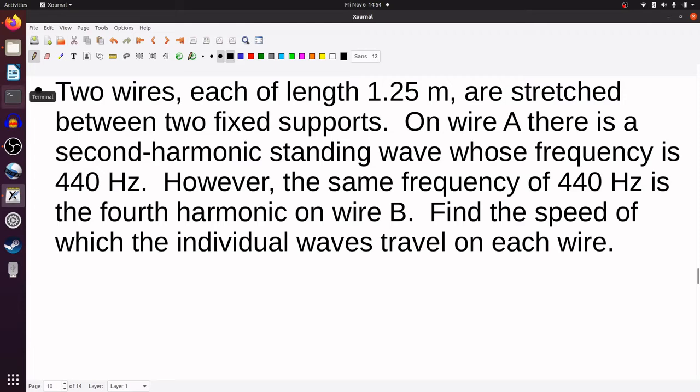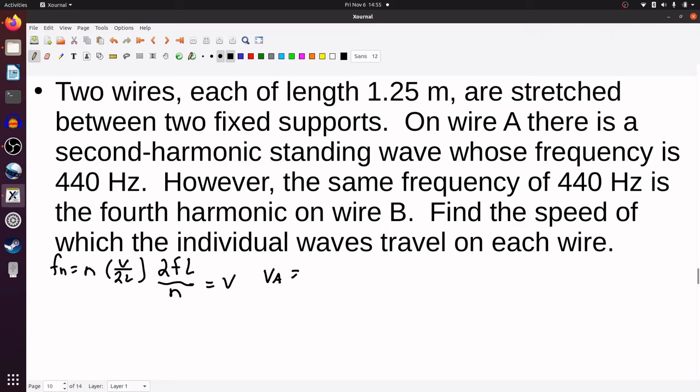Okay, so our equation: f sub n is equal to n v over 2L. That's what we're going to be using, but we're trying to solve for the velocity. So solving for the velocity gives 2fL over n is equal to v. Okay, so let's figure out the v of A, for wire A.